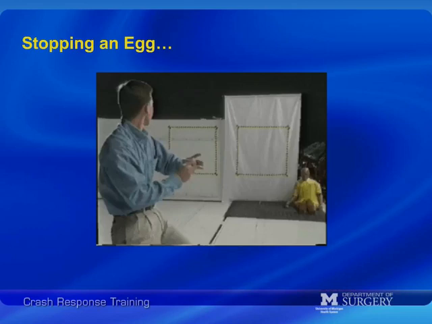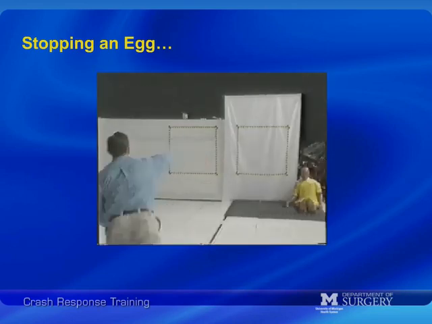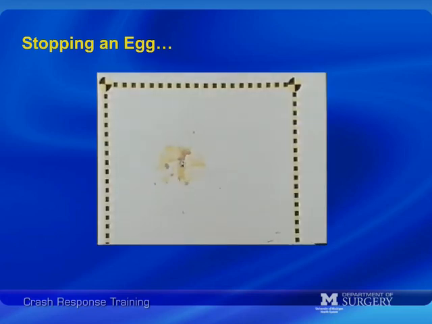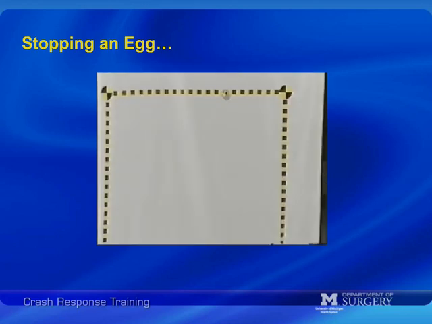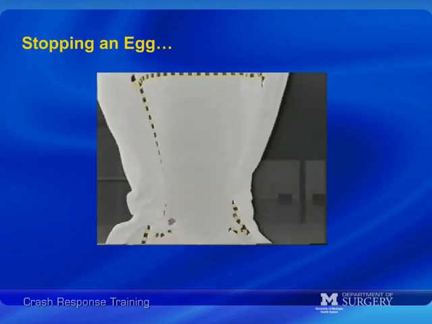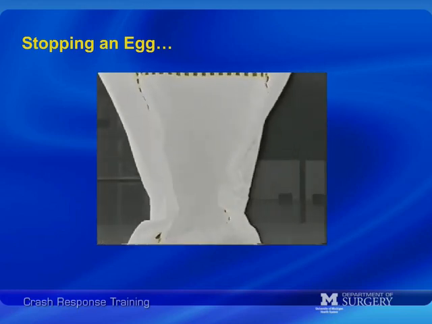So let's think about stopping the forward momentum of a thrown egg. This is a video here showing someone throwing an egg at a hard surface at about 40 miles an hour. The egg splatters. When he throws the same egg at a sheet, that egg goes from 40 miles an hour to 0, but it remains intact. Why is that the case?